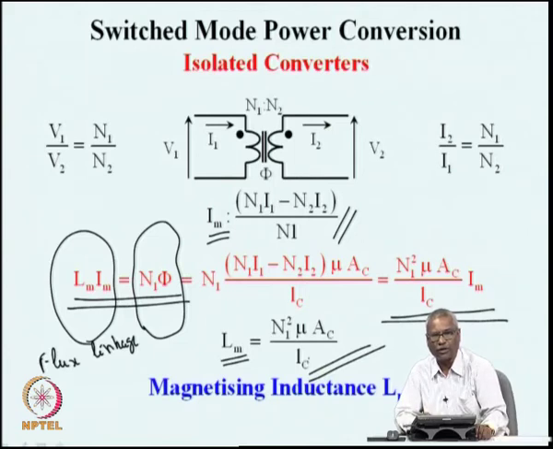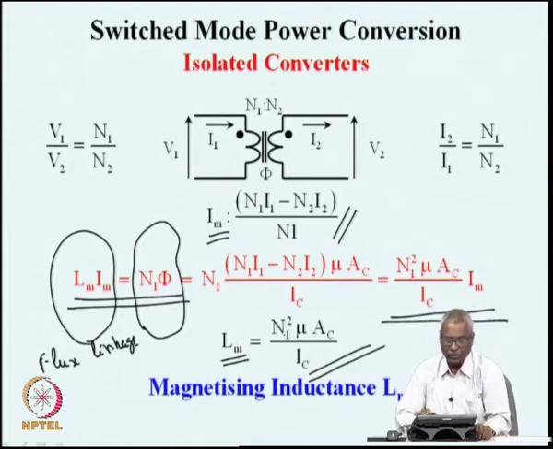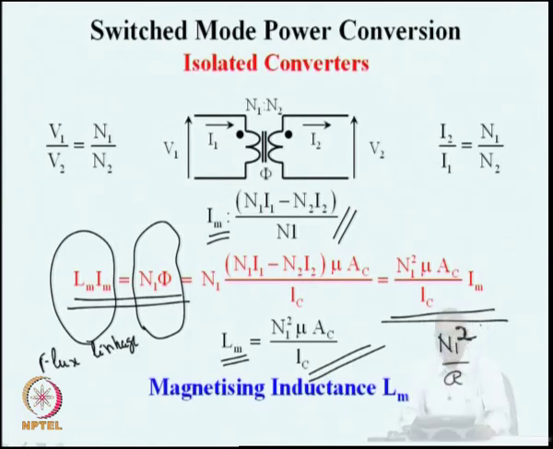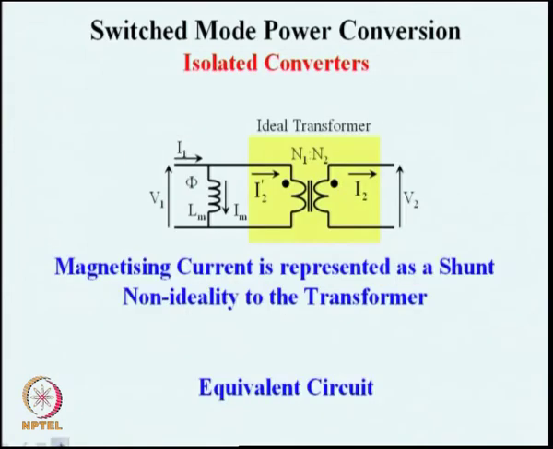Reluctance is a common quantity both for primary and secondary. N1 belongs to the primary turns, N2 belongs to the secondary turns. So, if you want the magnetizing inductance referred to the primary, it is N1 square by reluctance, and if you want the magnetizing inductance on the secondary side, it will be N2 square divided by reluctance. This is a relationship between the various quantities of interest to us: Lm, the magnetizing inductance, related to the number of turns on the primary and the reluctance of the magnetic circuit.